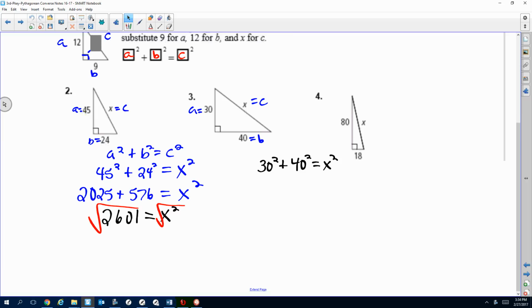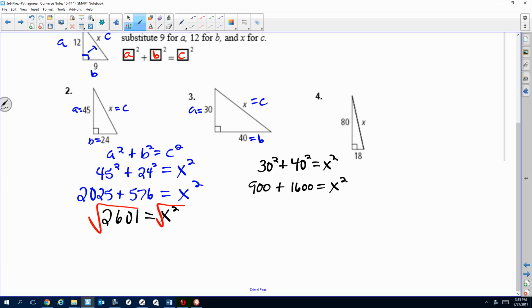So most of you wrote and substituted your a squared plus b squared equals c squared. Make sure you go ahead and tell me what 30 squared is. So you have to go ahead and use your calculator. So we should have 900 underneath it. 40 squared is 1600, equals x squared. And then use your addition to simplify this.